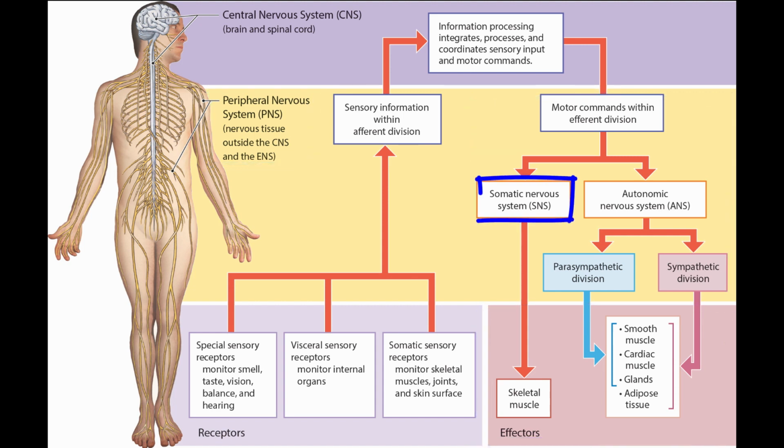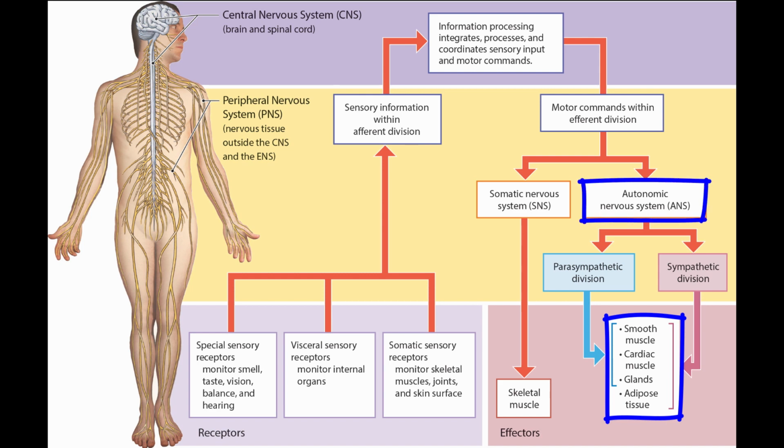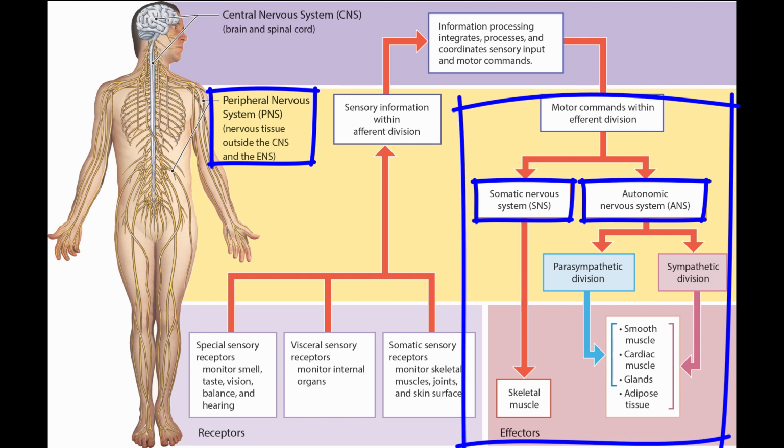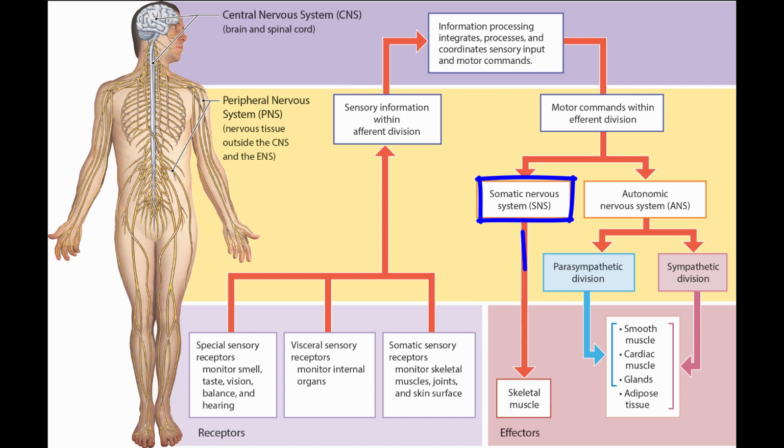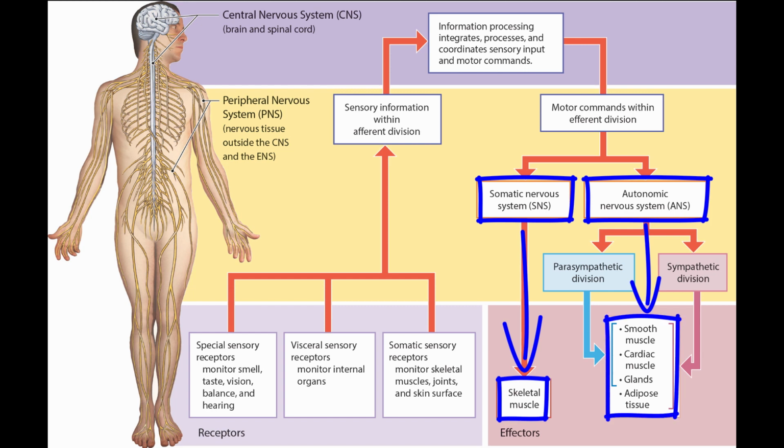The efferent division of the peripheral nervous system directs motor control over the effector organs. The somatic nervous system controls skeletal muscle. Motor commands controlling other effectors, such as smooth muscle, cardiac muscle, glands, and adipose tissue, however, are controlled by the autonomic nervous system. The somatic and autonomic nervous systems are both branches of the efferent division of the peripheral nervous system. They differ, however, in that the somatic nervous system regulates voluntary control over skeletal muscle, while the autonomic nervous system regulates involuntary control over all other effector organs.